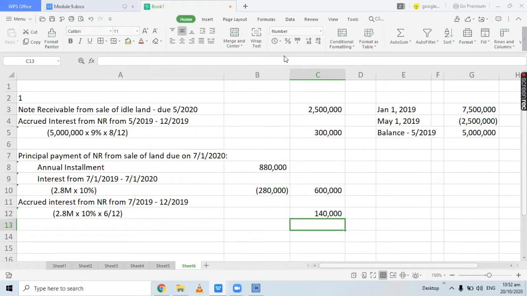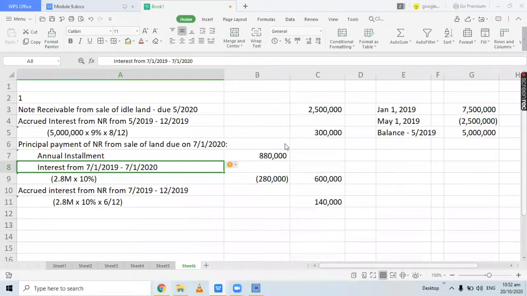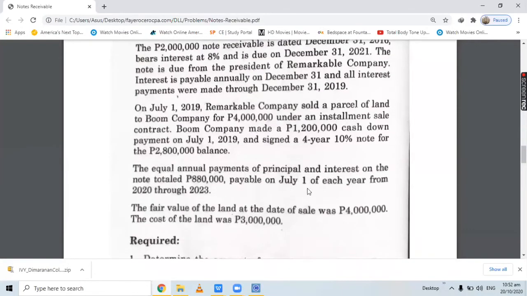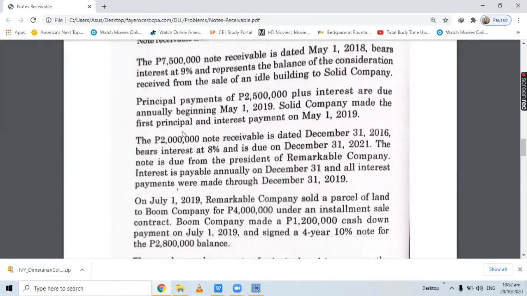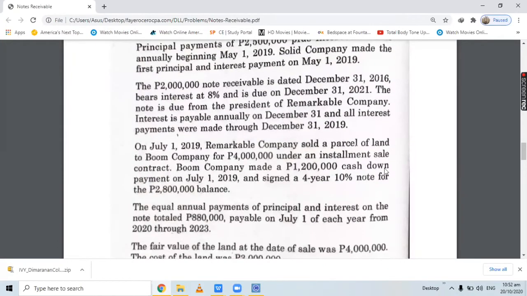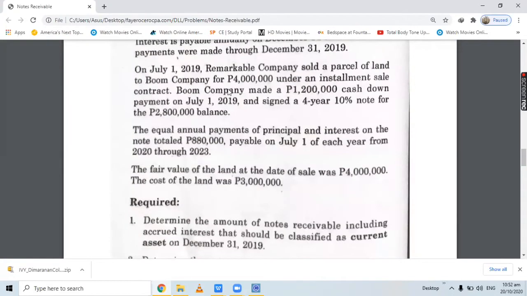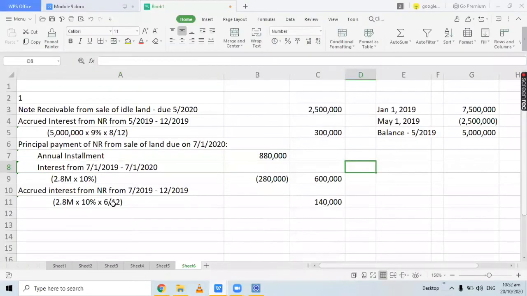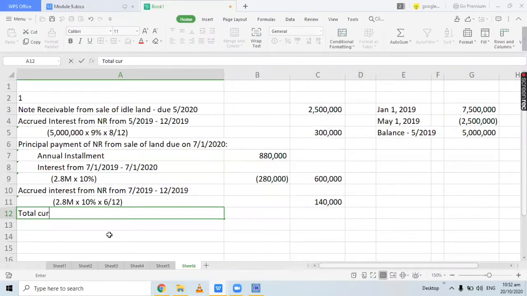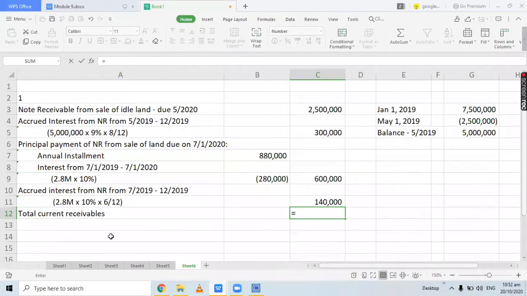And do we have other? Wala na. Yun lang, no? Tatlong notes siya, bali. We have at the beginning of the year, and then we have another one during July 1, 2019. Total current receivables: $3,540,000.